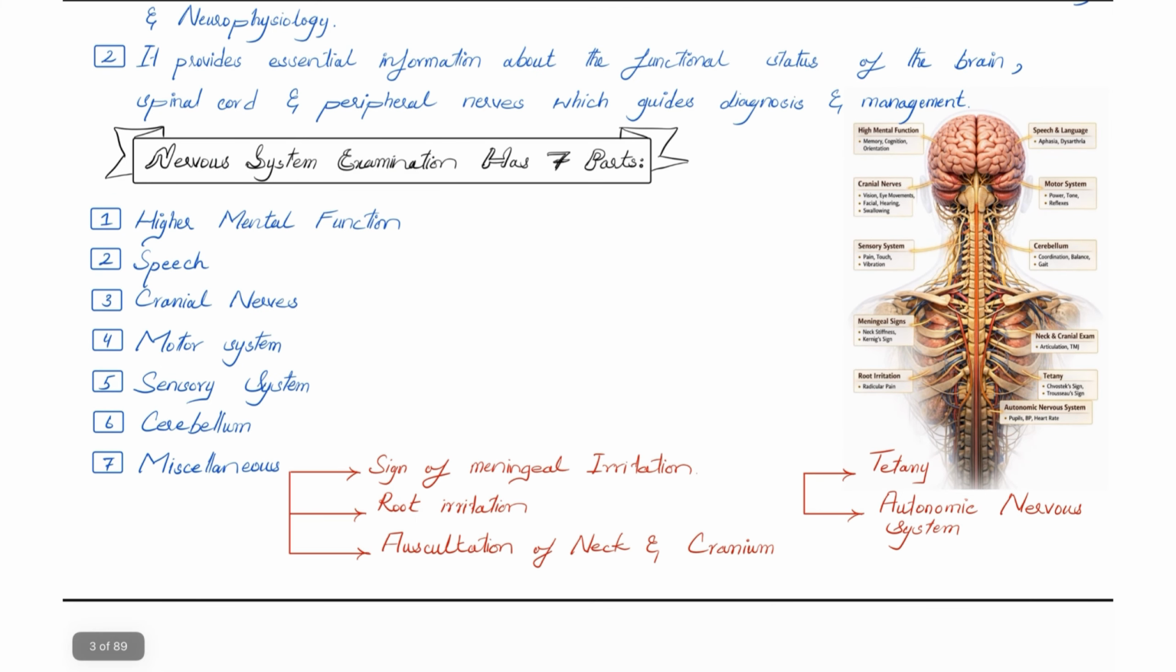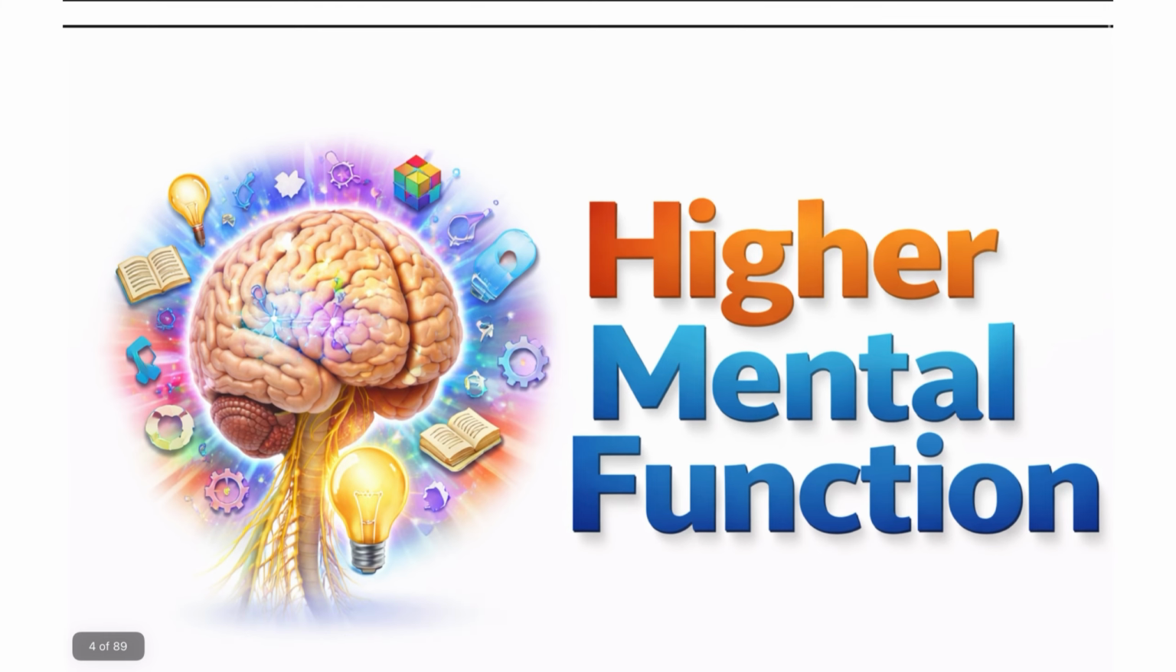So we need to follow a logical sequence during our CNS examination, which is consisting of 7 parts. Number 1 is higher mental function examination, then speech examination, then cranial nerves examination, then motor and sensory systems examination, then examination of cerebellum function, and then there will be some miscellaneous tests like looking for signs of meningeal irritation, signs of root irritation, auscultation of neck and cranium, and then looking for signs of tetany, and then examination of autonomic nervous system. So let's first jump to higher mental function examination.